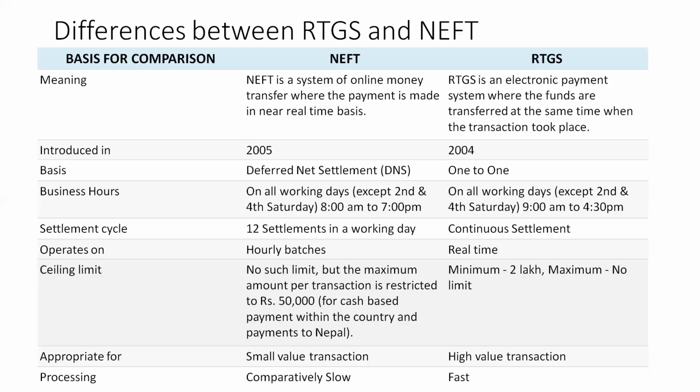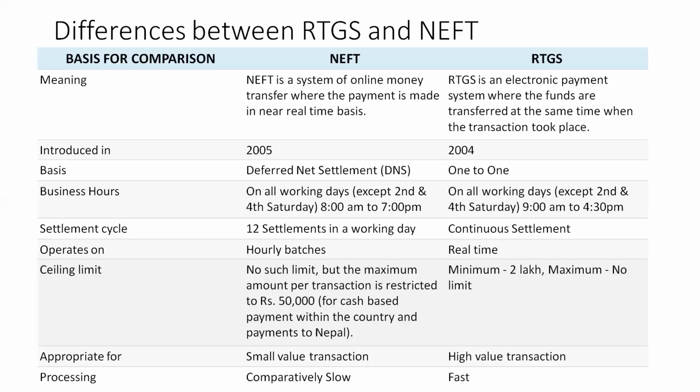Then the settlement cycle: there are 12 settlements on working days in NEFT. The settlement times mean that every hour the banker collects, and whatever money has been collected in an hour is transferred in NEFT. Whereas in RTGS, no such settlement periods are there. Continuously, as and when it is received from the customers, it is immediately effective. NEFT operates on hourly batches, whereas RTGS is real time, at the time when the customer approaches the bank for the transfer.